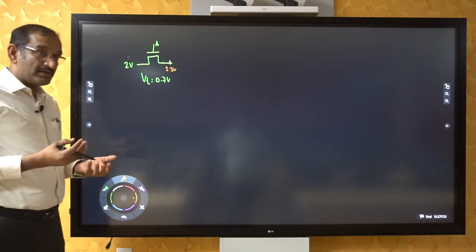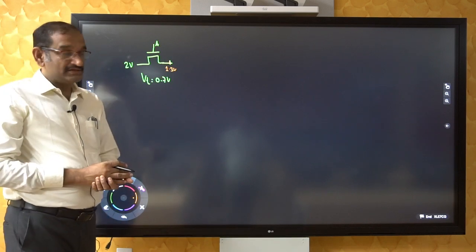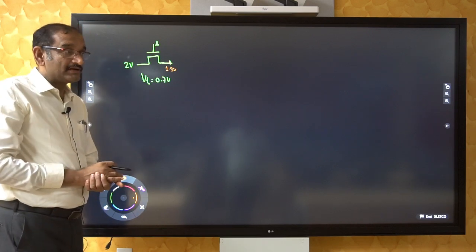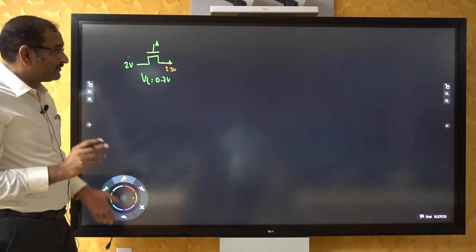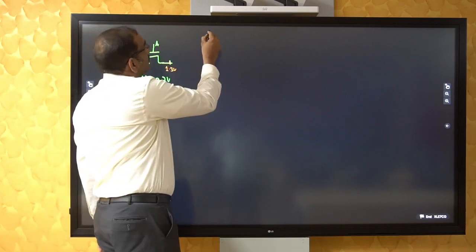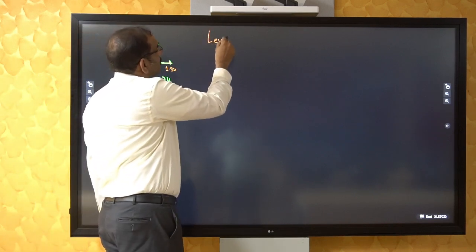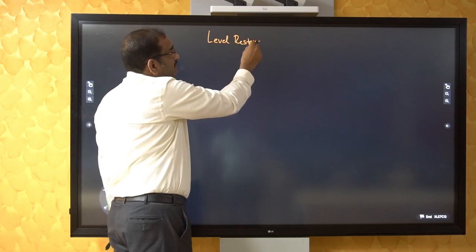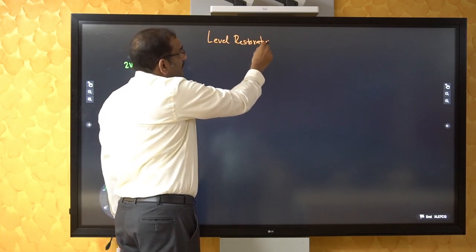This is a drawback of pass transistor logic, and how can it be overcome or eliminated? One technique is level restoration, which demands additional hardware.